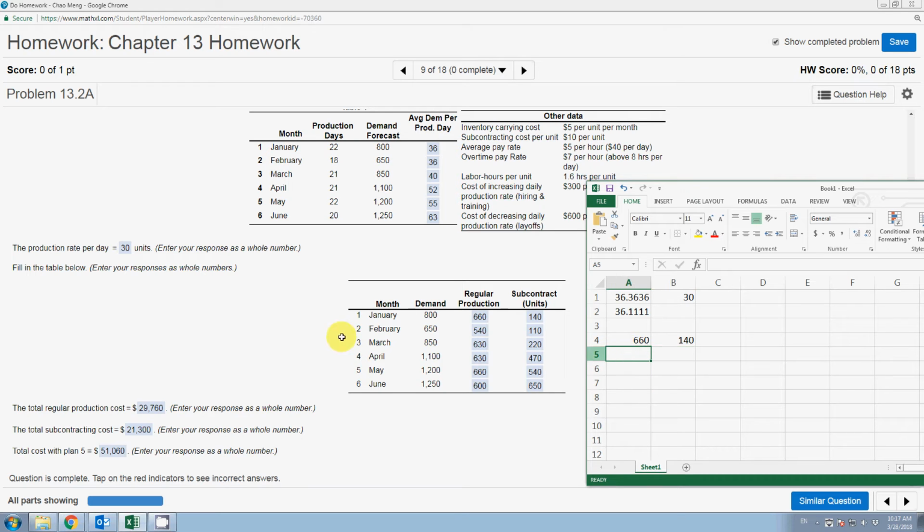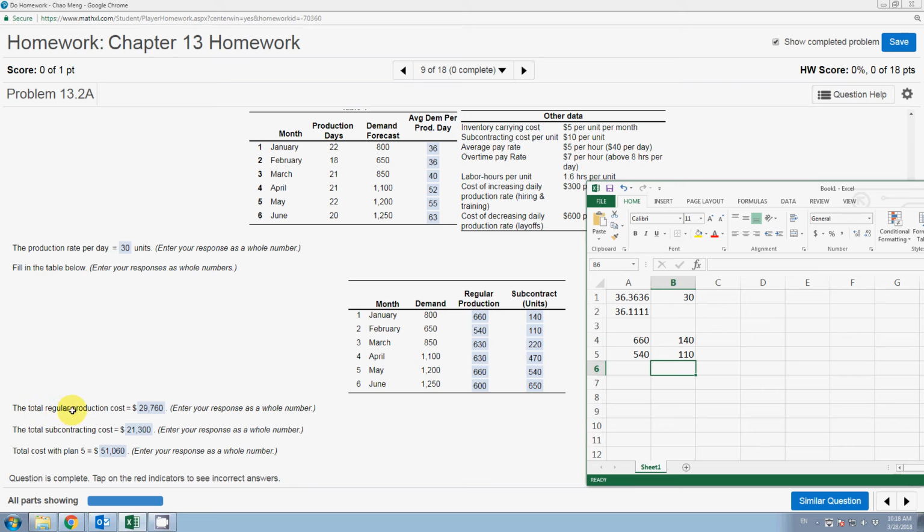Let's do one more for February. It's going to be 6 workers times 8 hours per day times the number of days we have for February, which is 18 days. And for each unit, we need 1.6 hours. So we will produce 40 products, and the rest of the demand will be subcontracted. The total demand is 650, minus the regular production, so we will subcontract 110 units.